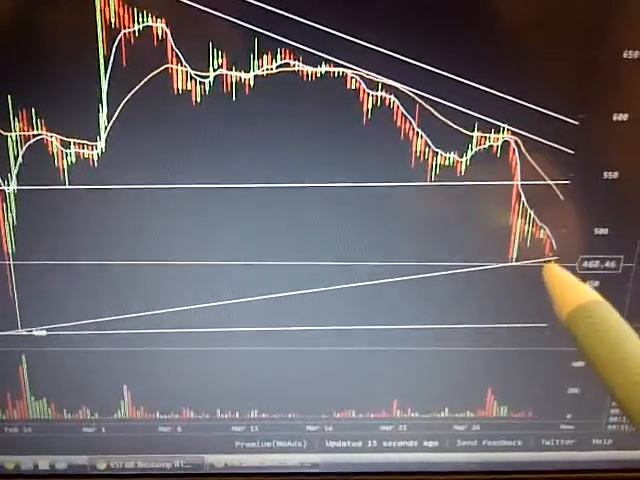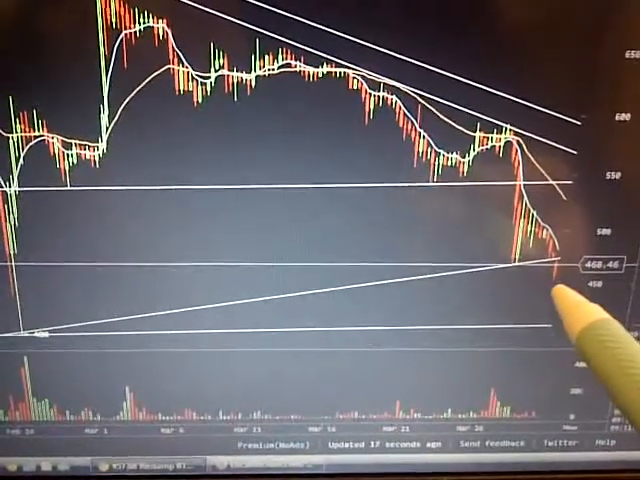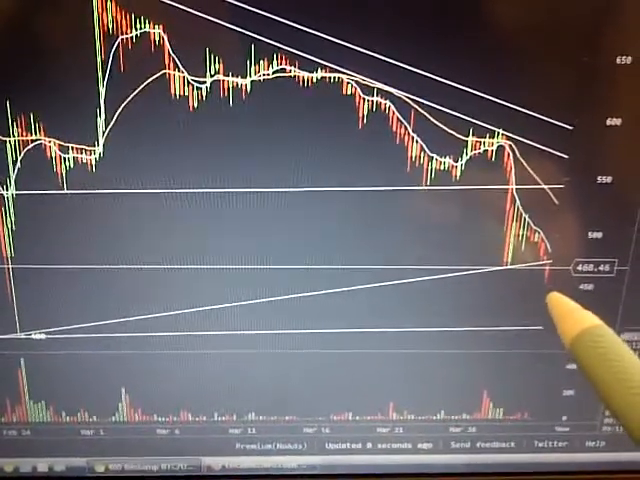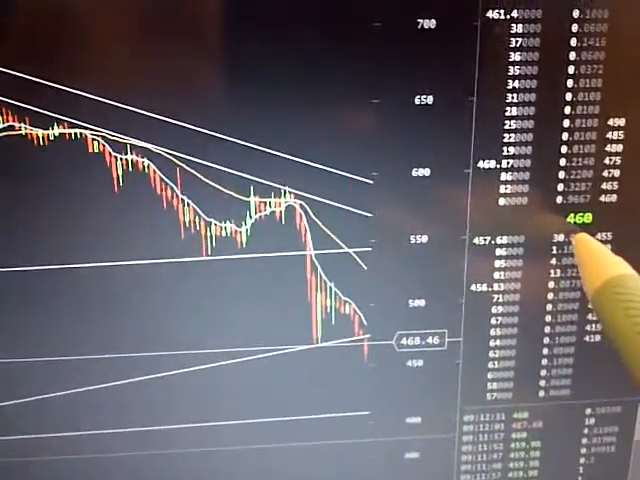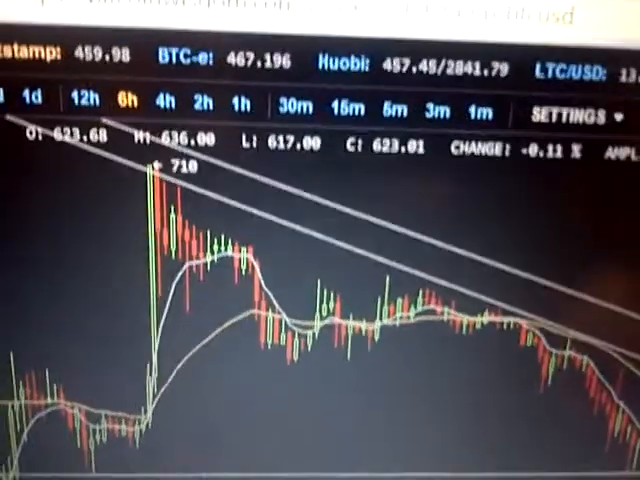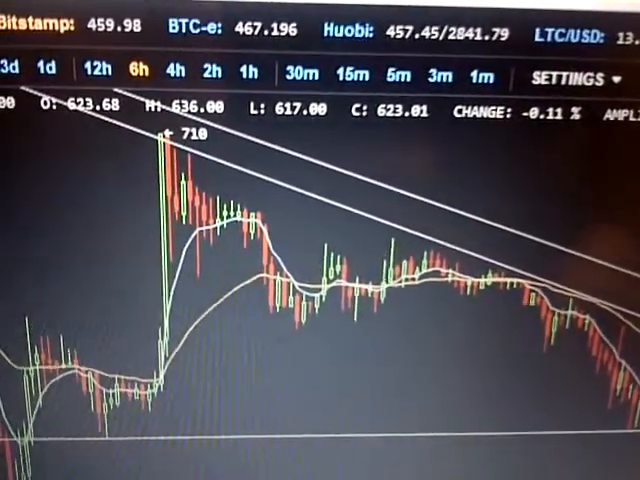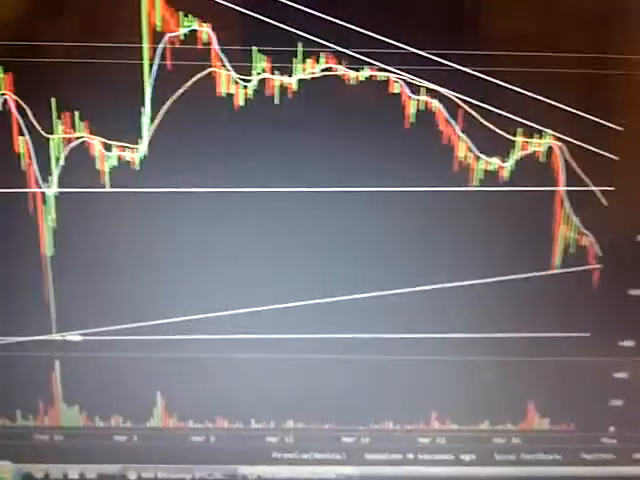Now remember, these exchanges don't really reflect reality in some ways. It reflects a price at the exchange, and if you noticed, each exchange is different in price. So let's go to some of the other ones.